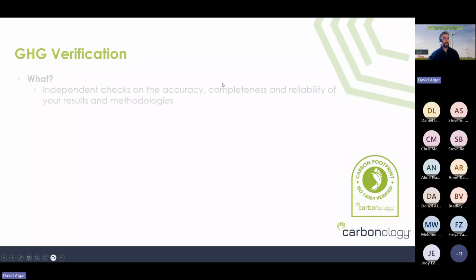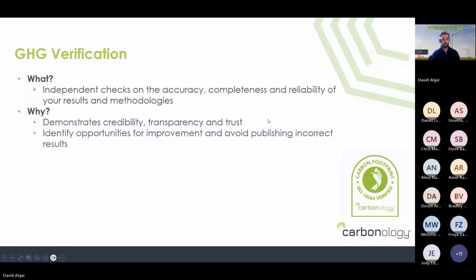But what is GHG verification? It's independent checks on the accuracy, completeness, and reliability of your results and methodologies. Essentially, it is an audit. Why would you do it? It demonstrates credibility, transparency, and trust to your external stakeholders. You'll see we've got a verification mark down on the right-hand side. That's the mark we provide to clients that have been externally and independently verified. We put our stamp on it and they can demonstrate they've been through this process.